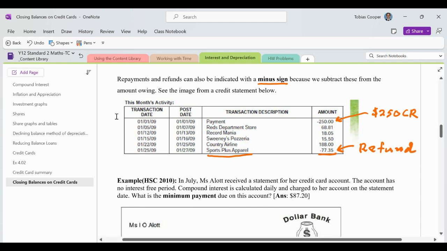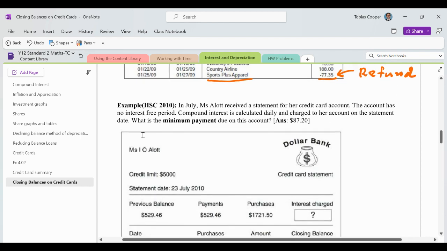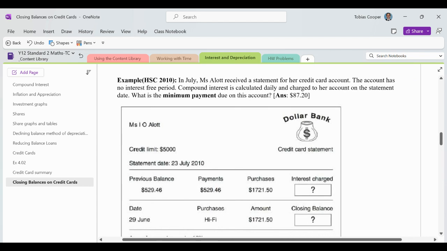Okay, let's have a look at an example from the HSC 2010. So in July, Ms. Allott received a statement for her credit card account. The account has no interest-free period. Compound interest is calculated daily and charged to her account on the statement date. What is the minimum payment due on this account?